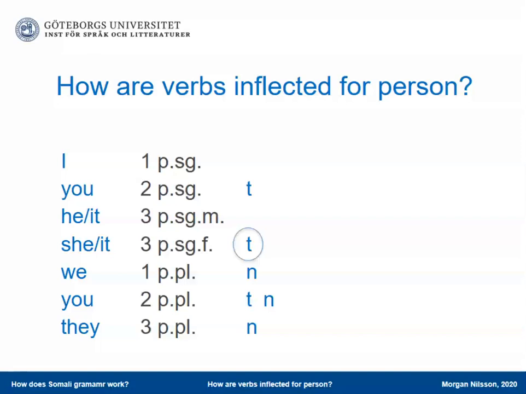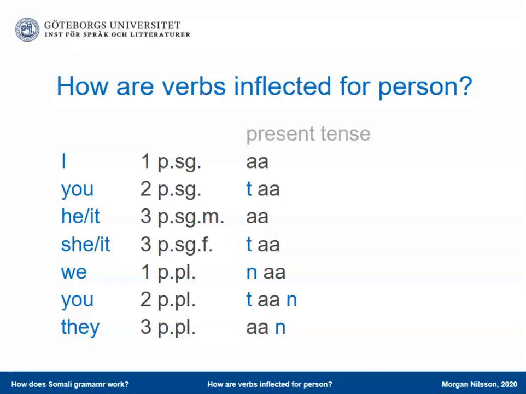But in order to be able to pronounce these forms, we also need a vowel together with these consonants. And the vowel has the function of expressing time or tense, so that the present tense endings contain the long vowel a, and then together with the person consonants, we will have this set of endings for the present tense of the Somali verb.